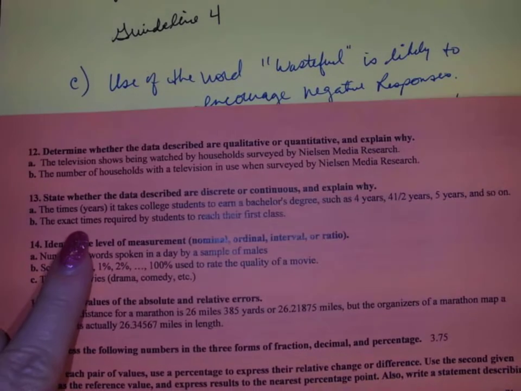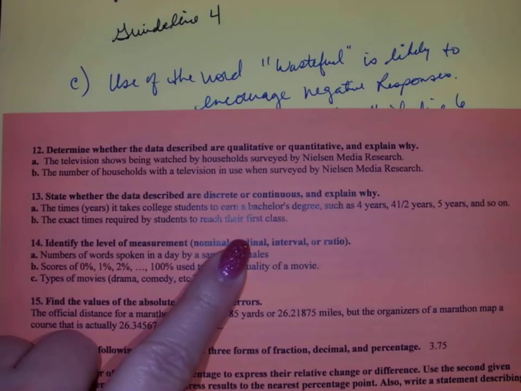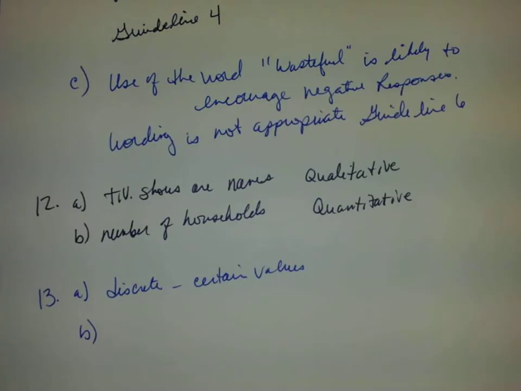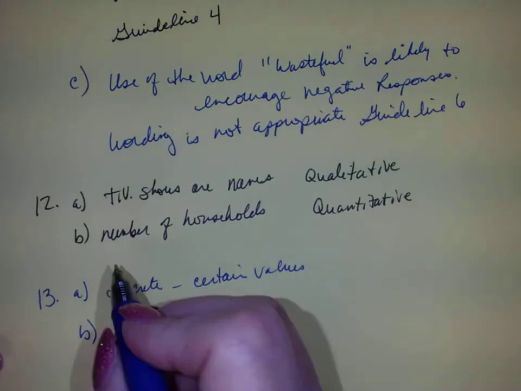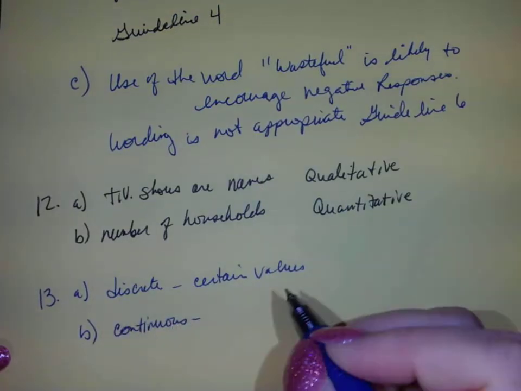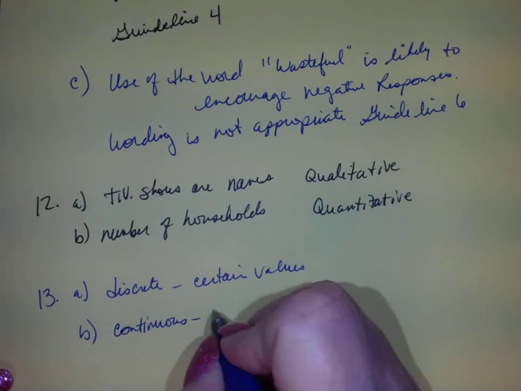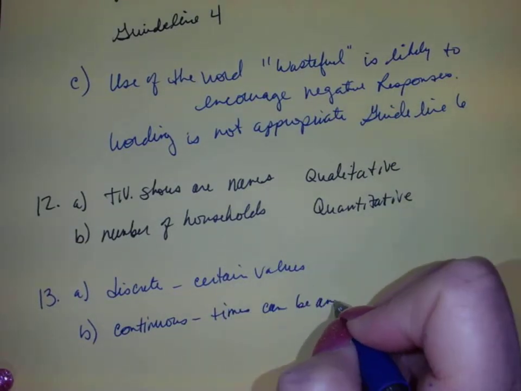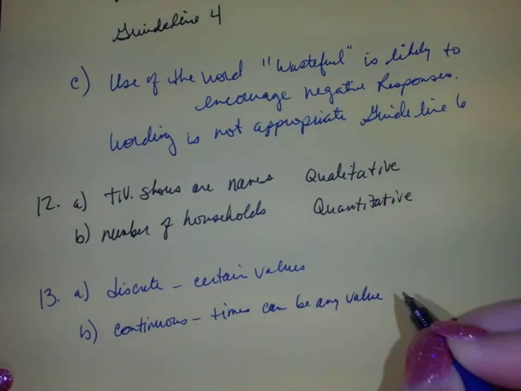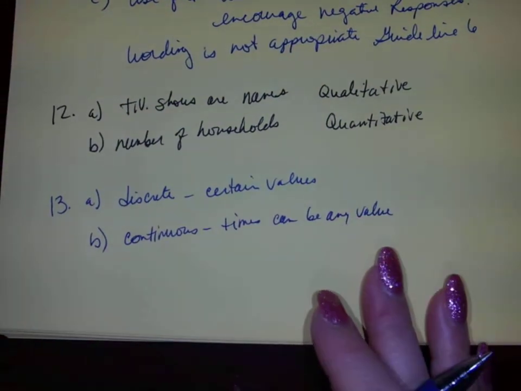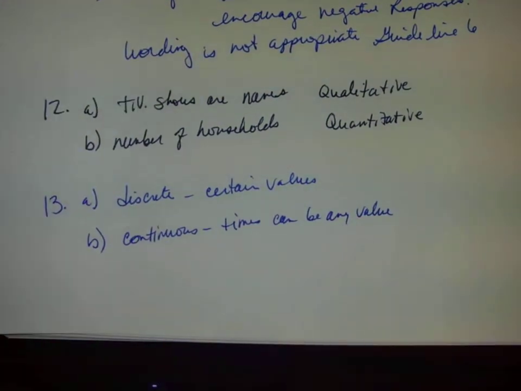Now, the exact times required by students to reach their first class, oh, that can be any kind of time, right? This is continuous because the times can be any value. You know, it can be like 4 minutes and 32 seconds. It can be any value at all.